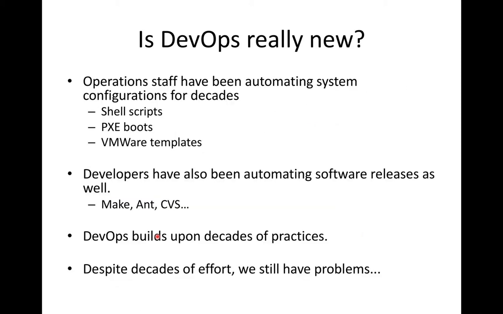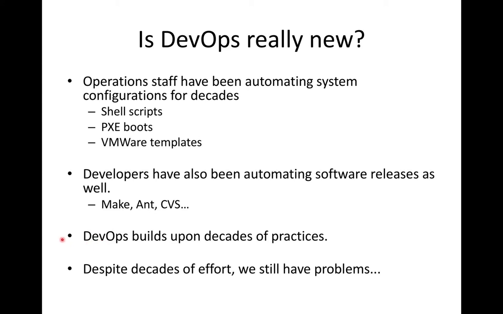You might be asking yourself the question, well, is this idea of collaborating around a service lifecycle and improving the quality and velocity of our service, is this really new? Well, operations people have been automating system configurations for decades. We've been automating the deployment of our applications using things like shell scripts and PXE boots. We've had virtual machine environments like VMware around for almost 2 decades now. So we've had the ability to create snapshots and templates of our applications and environments. Developers have been automating the builds of applications for decades using tools like Make and Ant, using version control systems like CVS, Subversion, and now more recently Git.